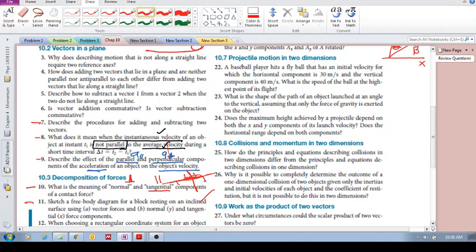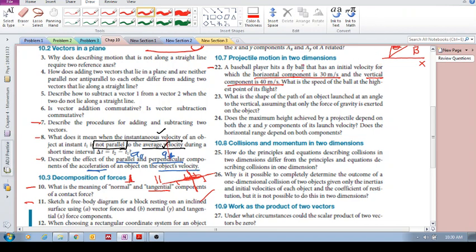Okay, 10-7. Let's look at 22. A baseball player hits a fly ball. I don't have a clue what a fly ball is. I watch cricket. Okay, but nevertheless, a ball is hit that has an initial velocity for which the horizontal component is 30 meters per second and the vertical component is 40 meters per second. What is the speed of the ball at the highest point of its flight?